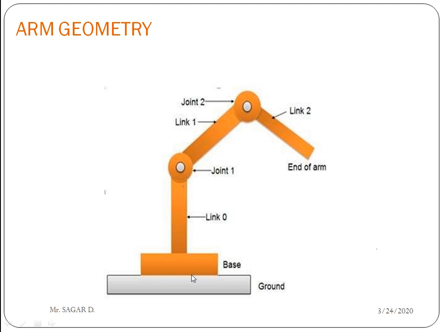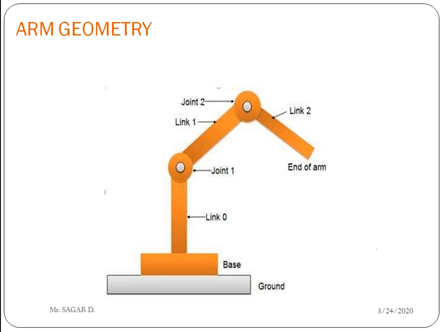Naming convention starting from the base: this is link 0, then joint 1, then link 1, joint 2, link 2, like this. So link 0 is the input link, link 1 is the output link, and this link 1 is the input link for link 2. This is the naming convention of joint and link.